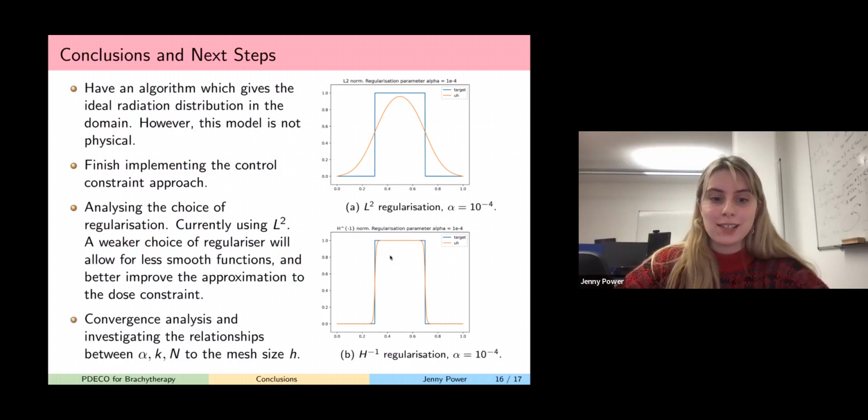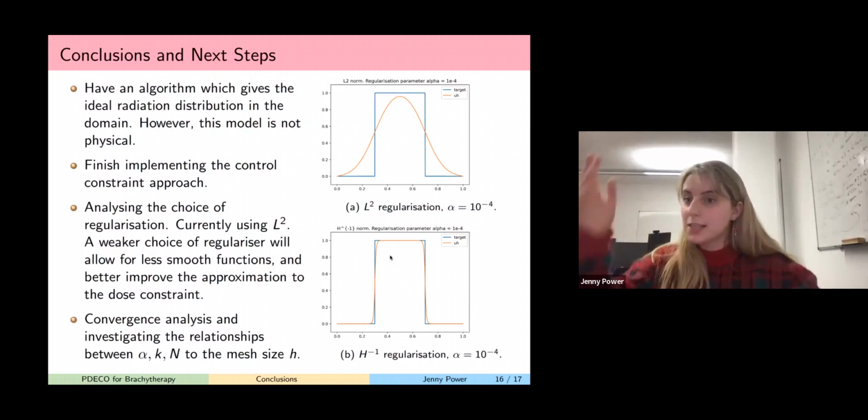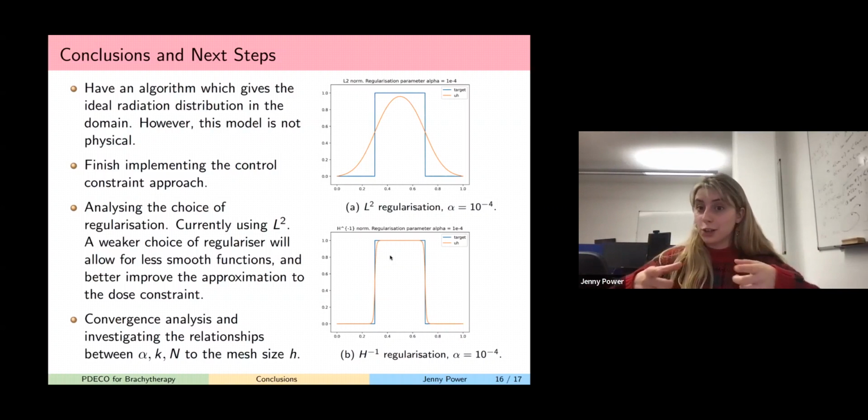Another aspect, like I said, is the convergence analysis for the algorithms, but also investigating the relationships between my regularization parameter, my iteration number, and the number of possible seeds that I give, n. I can choose a Cartesian grid of potential places for seeds if I want. So analyzing the relationship between that and the algorithm, and how all of this relates to my finite element mesh size, is quite important, and that is definitely in the plans for future work.